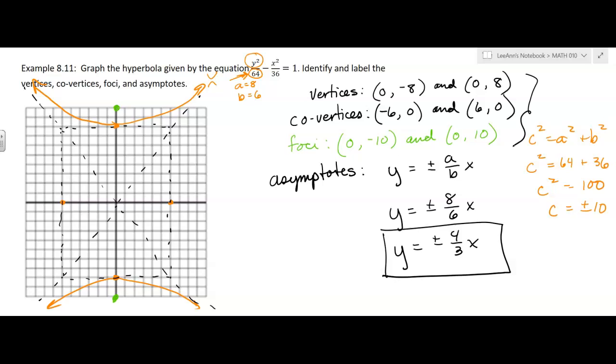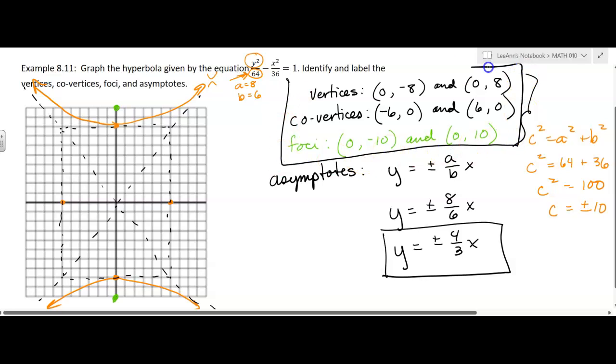Okay, so we did everything. We graphed it, and we labeled the vertices, the co-vertices, the foci, and the asymptotes.